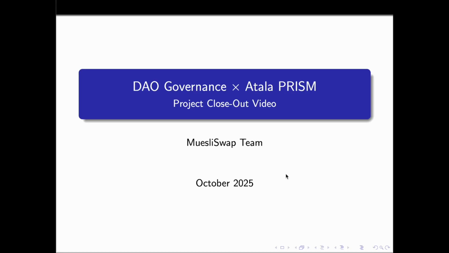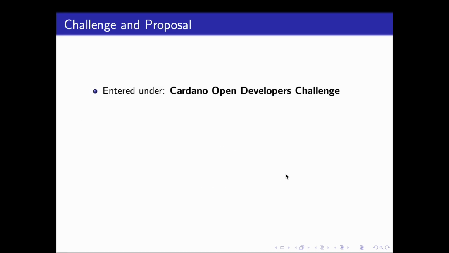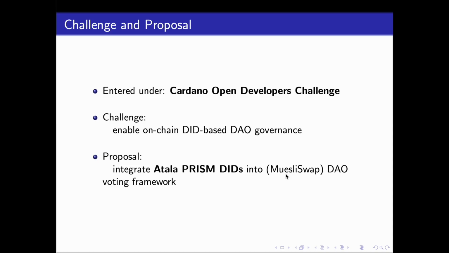Project closeout video for our DAO governance with Atala PRISM project. So the challenge: we entered this under the Cardano Open Developers Challenge, and we wanted to basically enable DID-based on-chain DAO governance on Cardano. And we propose to do this by integrating the Atala PRISM decentralized ID system into a DAO voting framework, which in this case would be the MuesliSwap DAO.